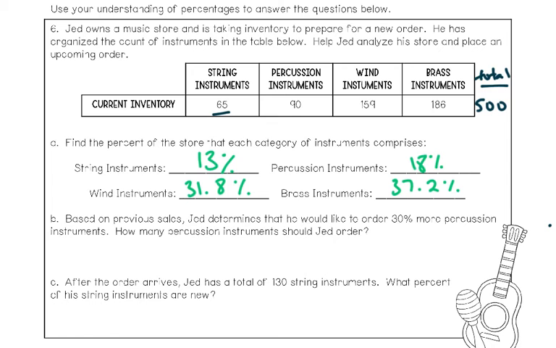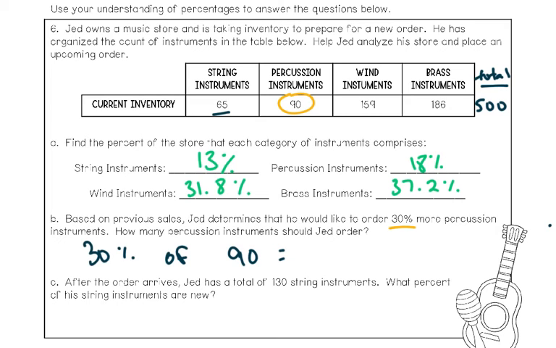I'll give you a second to think about this problem. This one's worded a little different, kind of weird, but it's the same process as we were doing with percentages. He wants 30% more percussion instruments. There's 90 percussion instruments. So you're going to take 30% of the 90. You want to know 30% of 90.